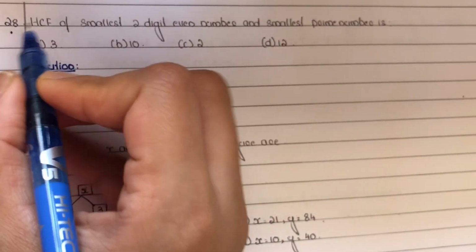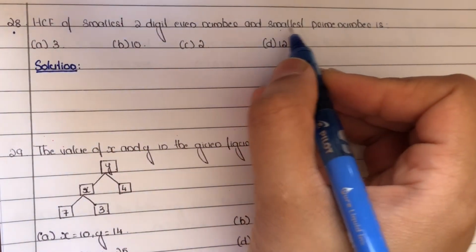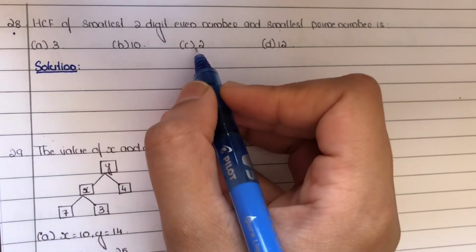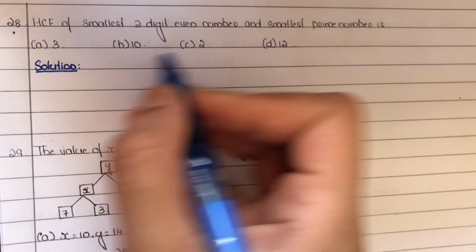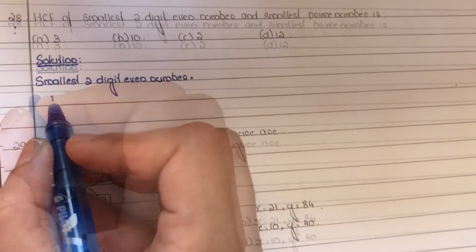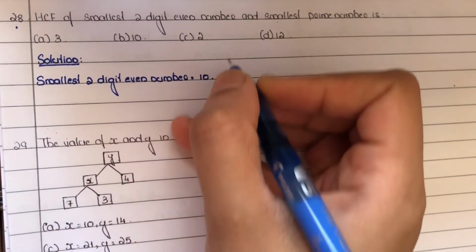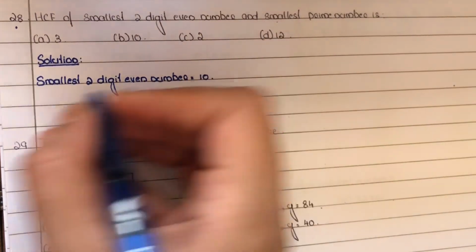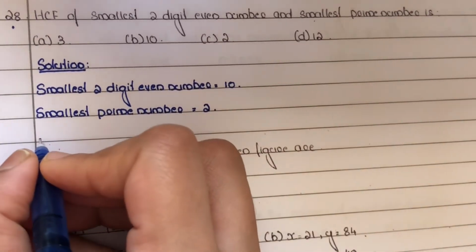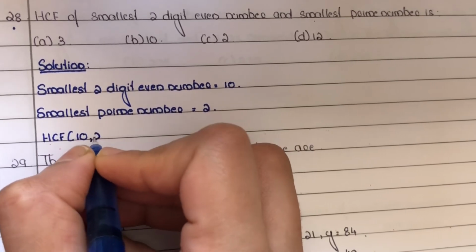Question number 28. HCF of the smallest 2-digit even number and the smallest prime number is: option A 3, option B 10, option C 2, option D 12. Okay. The smallest 2-digit even number is 10. Next, the smallest prime number is 2. The question is to find the HCF of 10 and 2.